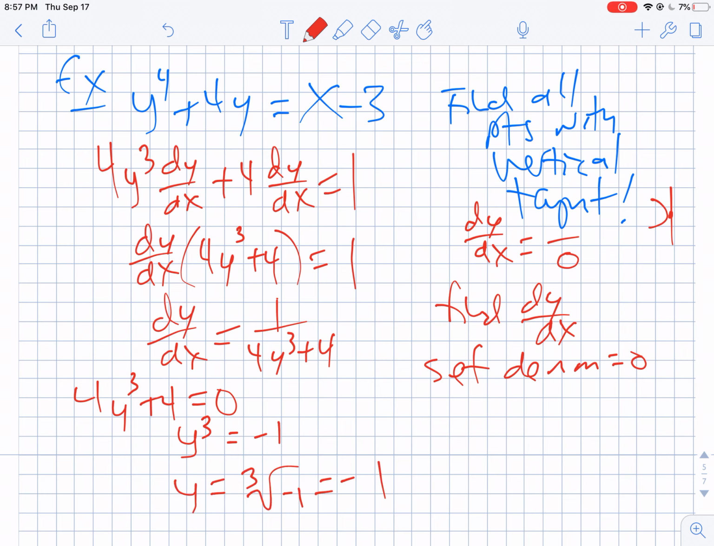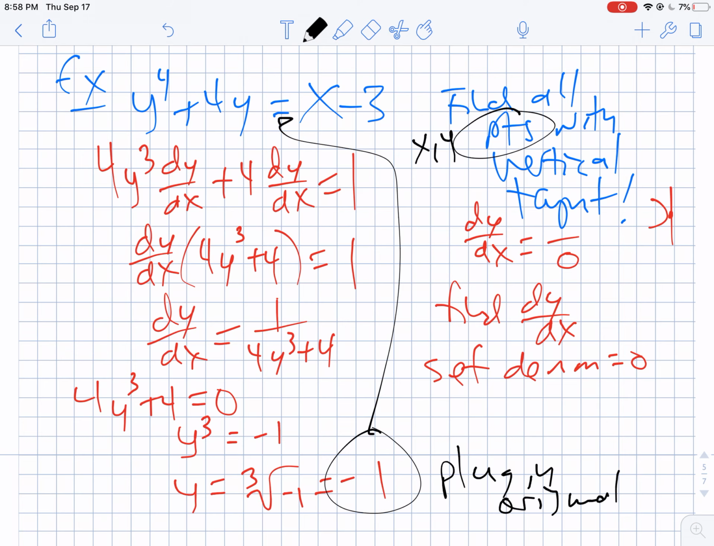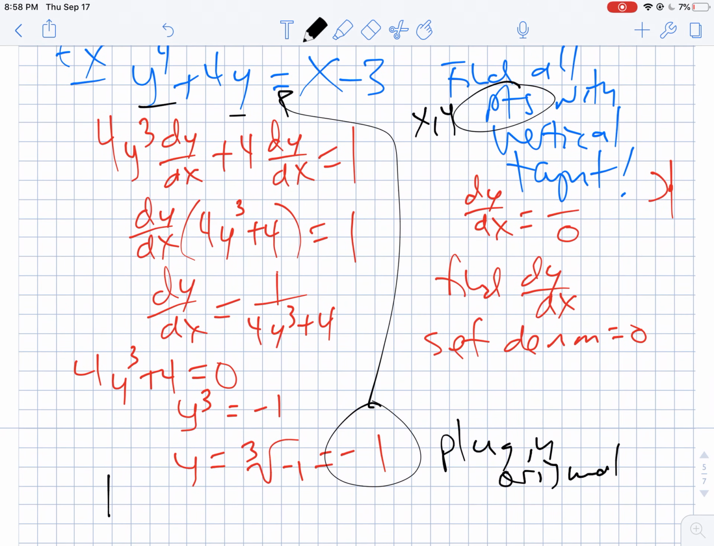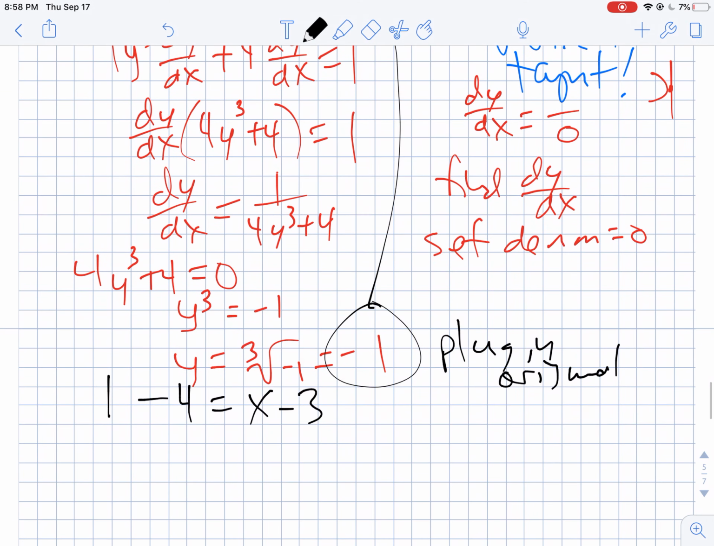Okay, now again, to find x, because the problem asks for points. Whenever a problem asks for points, it needs an x and a y. To find x, I need to plug this into the original. So take this negative 1, plug it back in up here. We've got to plug it in for both the y's. And this will give an equation, right? Negative 1 to the 4 is 1, minus 4 equals x minus 3. Oh, that worked out nicely. So we get 0 equals x, right? So that means that the point is (0, -1).